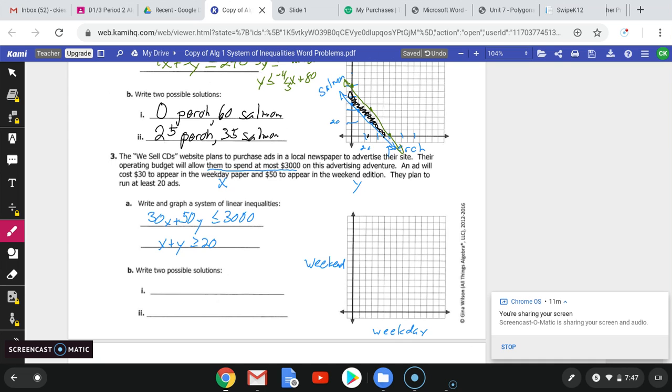Solving for each one here, I would have 50y less than or equal to negative 30x plus 3,000. Then divided by 50, I would have y is less than or equal to negative 3/5 x plus 3,000 divided by 50. Sorry, just getting my calculator. 3,000 divided by 50 gives me 60. If I do the other one here, I would have y is greater than or equal to negative x plus 20.